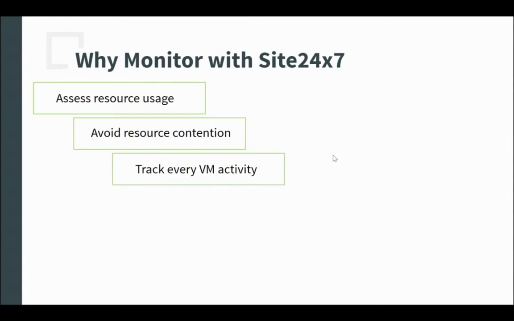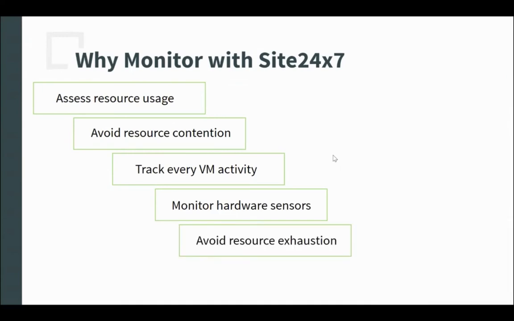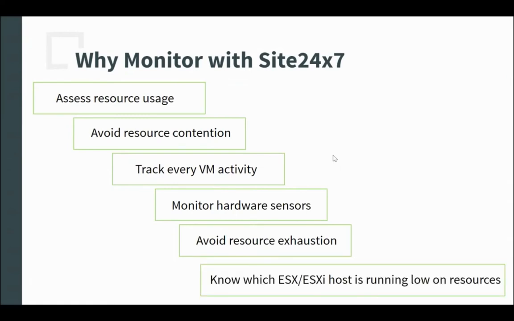Tracking the activity of every VM tells them the changes due to vMotion and workload shifts. Monitoring the hardware sensors ensures the VM environment works uninterrupted. Avoiding resource exhaustion by setting thresholds and receiving timely alerts averts failures. Knowing which ESX or ESXi host is running low on resources saves the other associated VMs.